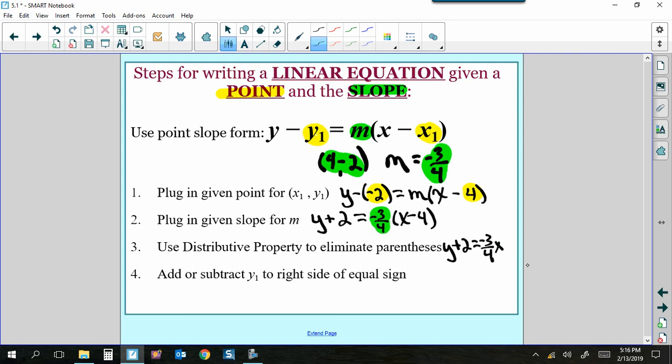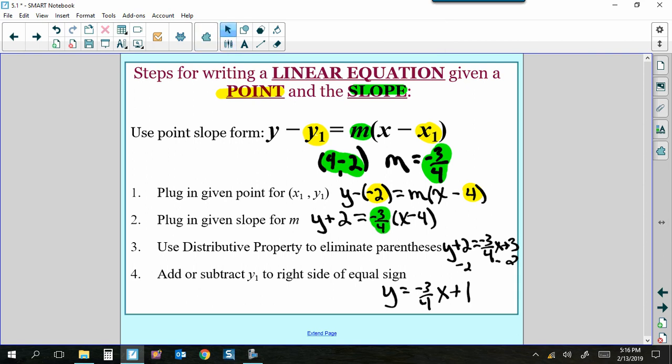So think of it this way. 3/4 of 4 is 3, and we have a negative times a negative, which is a positive. Our final step, we want to go ahead and isolate y, so we're going to subtract 2 from both sides of our equation. So we'll end up with y is equal to -3/4 x plus 1. And that's what we're going to be doing on the back side of our notes, so that should again be review for you guys. So let's just recap what our formulas are.